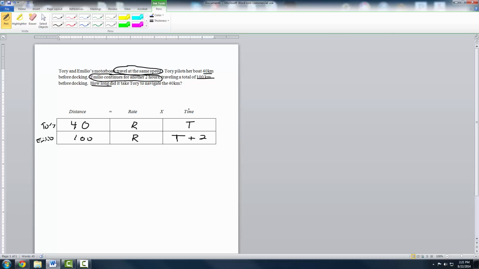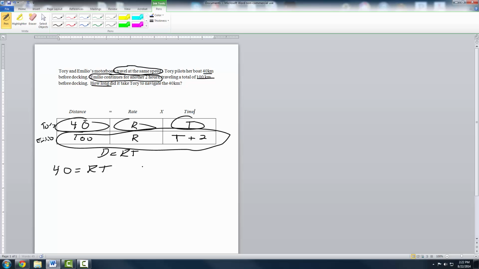Now we're going to use the equation distance equals rate times time, and we're going to put it for both of them. So we have 40 equals R times t for Tori, and then the second one, 100 equals R times (t plus 2). And those are our two setups.